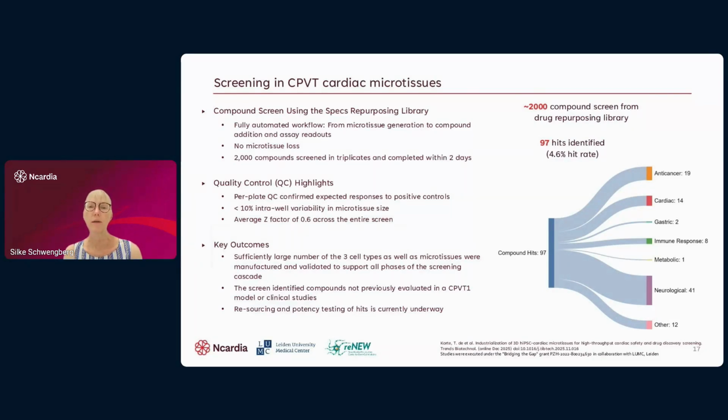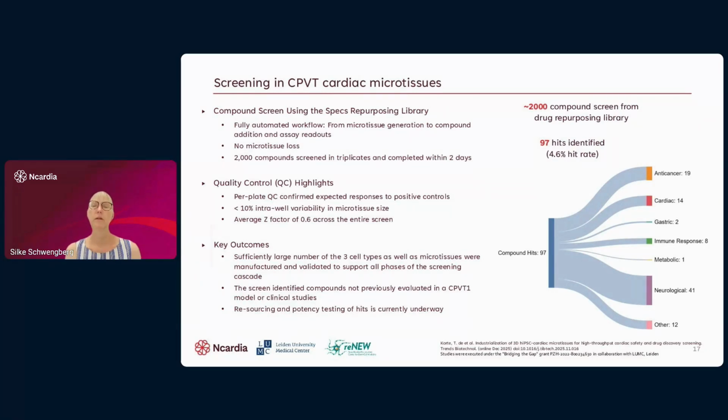Some of the key outcomes were that we were able to produce sufficiently large numbers of all 3 cell types, as well as sufficient numbers of microtissues to validate and support all phases of the screening cascade. We could identify compounds that were not previously evaluated in the CPVT patient model or in clinical studies.